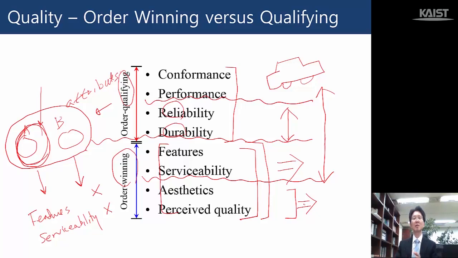In your own market, the first thing you have to do is make sure that your product and service has order qualifying attributes, but that's not enough. You have to try harder so that your product and service has some of these order winning attributes. Therefore, eventually your product and your service is chosen by the customer. Your product, your service wins the choice of the customer.